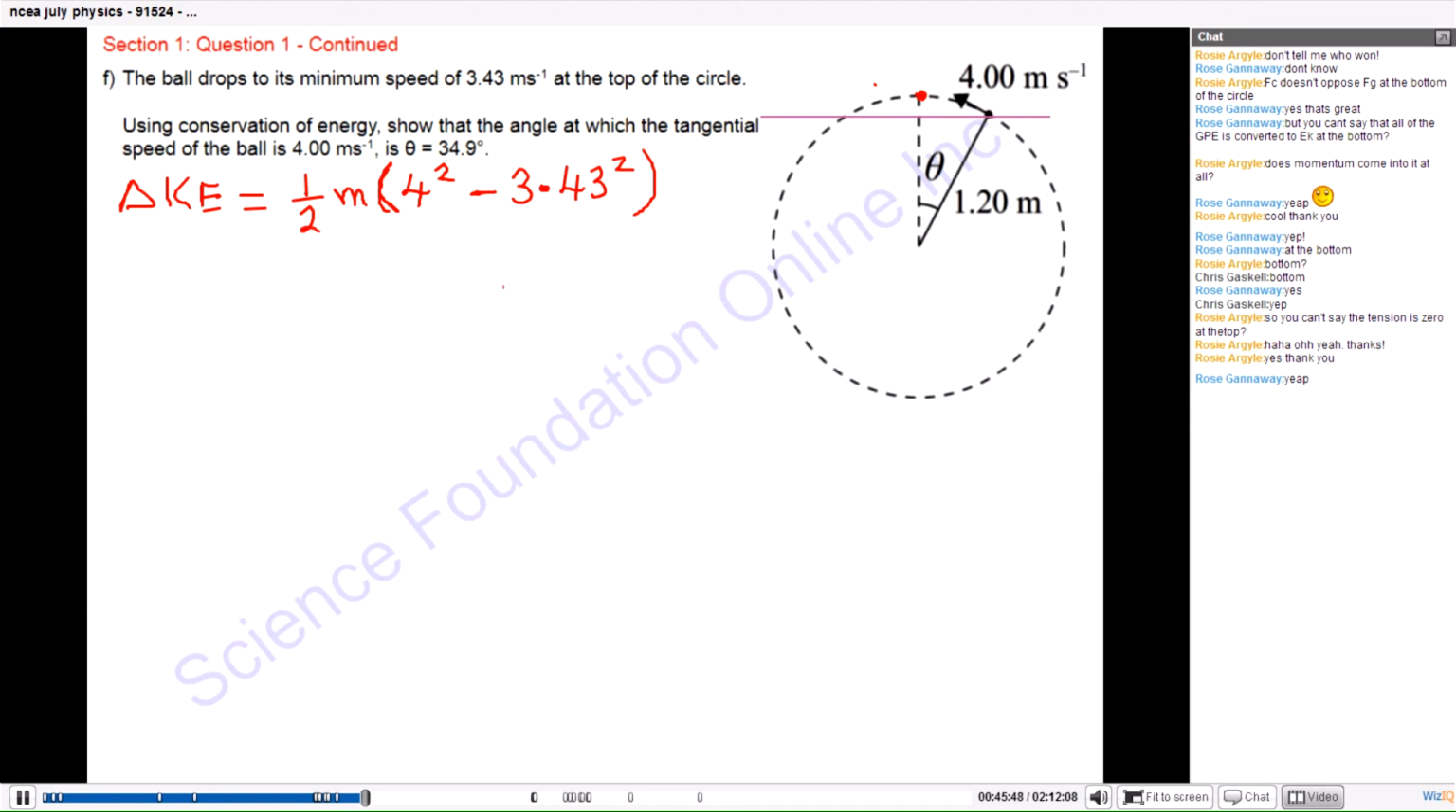How did I get that? That's really just substituting into half m v2 squared minus half m v1 squared. And then of course that's meant to be squared. And then I can simply take half m outside the brackets and put v2 squared, which is like the 4 squared, minus v1 squared, which is like the 3.43 squared. Okay, so that's how this came about.